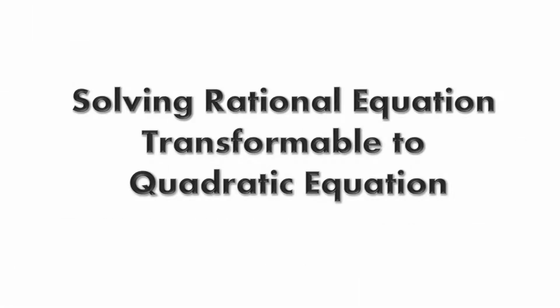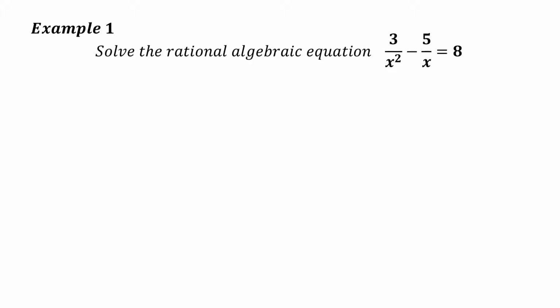Solving rational equation transformable to quadratic equation. Today I will discuss how to solve rational equations in a step-by-step process for you to understand easily. Let us have example number 1. Solve the rational algebraic equation: 3 over x squared minus 5 over x is equal to 8.